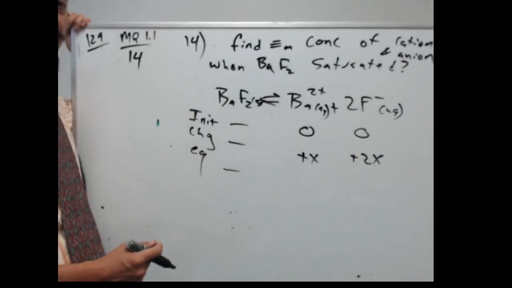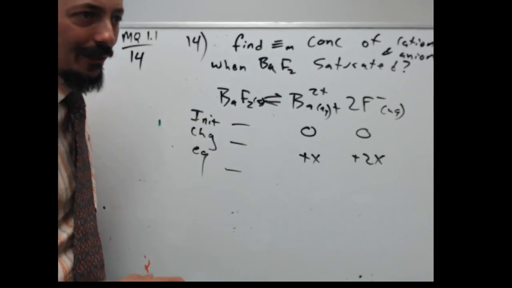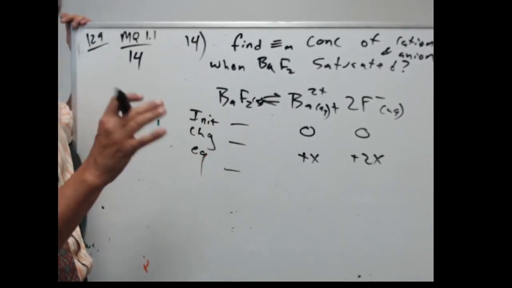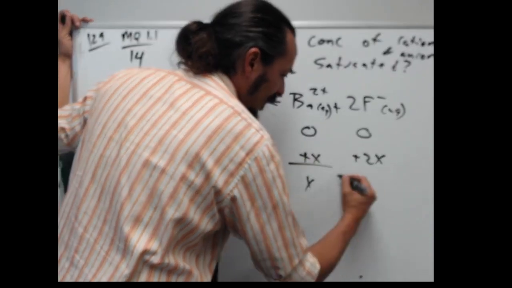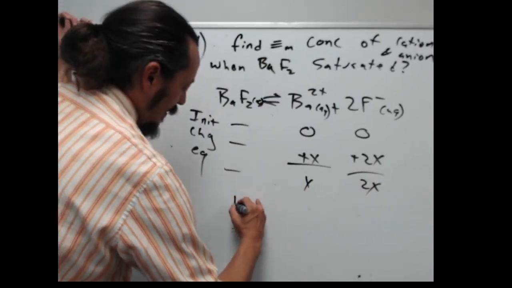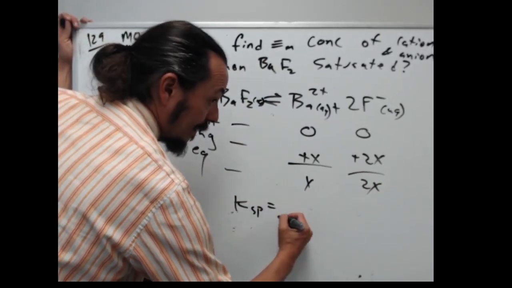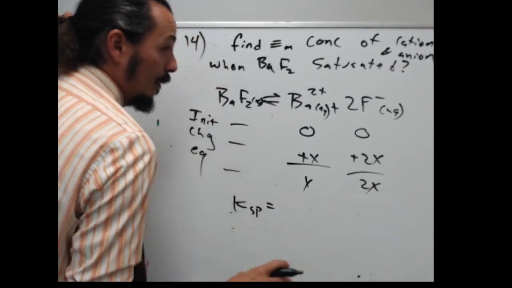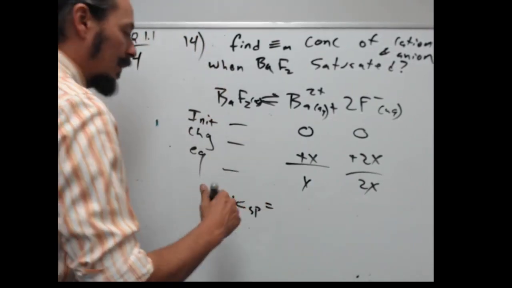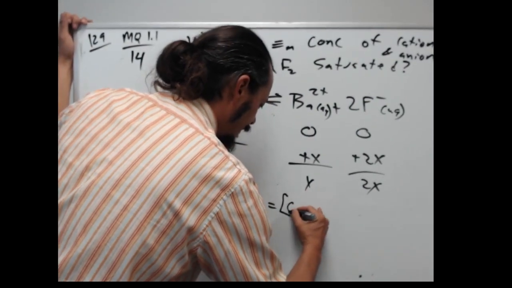Does it matter whether it's barium or calcium? No, it comes out the same. Your Ksp values are different, so watch out for that. And then I'm going to have x, I'm going to have 2x, I'm going to have Ksp. And the Ksp is 1.5 times 10 to the negative 6. Barium fluoride? Yeah. Barium fluoride, 1.5 times 10 to the negative 6.